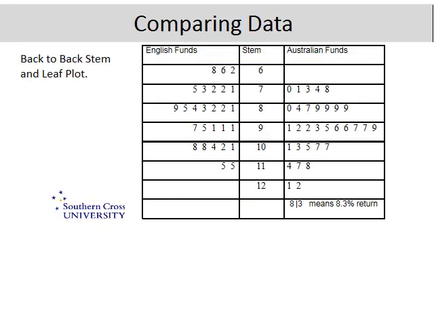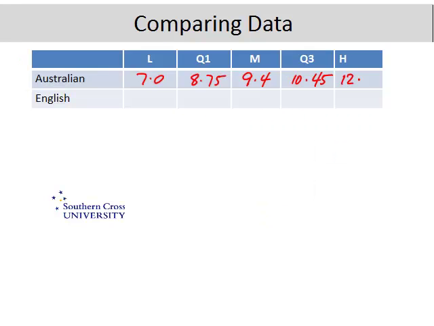So this time we have to do the English lot. Now, one of the things that I've done here to make life a little bit more interesting is there's only 27 funds here, where for the Australian one there was actually 32. So that makes a bit of difference. So here, the lowest value we can do pretty straightforward. The lowest value is 6.2 and the highest is 11.5. So we can put that in the table without too much trouble.